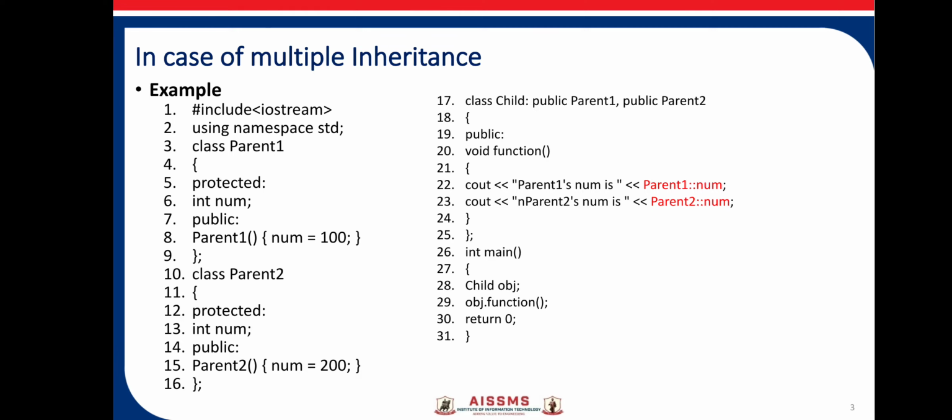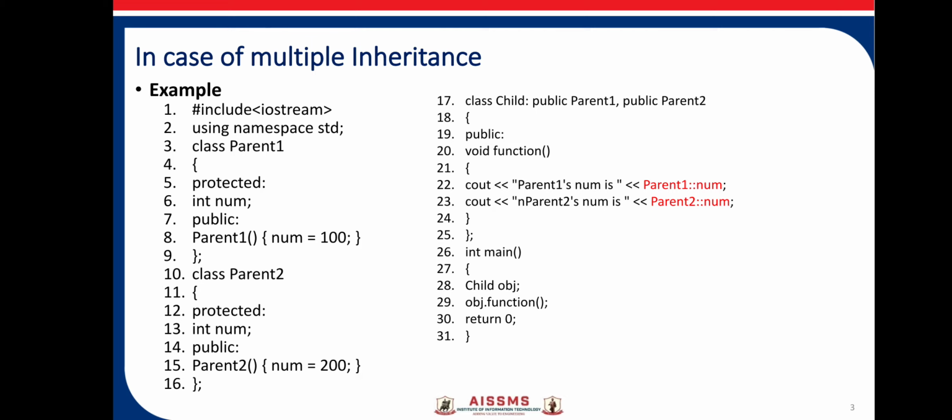We derived a class child with the help of a parent class 1 and parent class 2 with a visibility mode public. So that's why whichever is the protected section of a parent class 1 and parent class 2, that can be accessible to a class child.